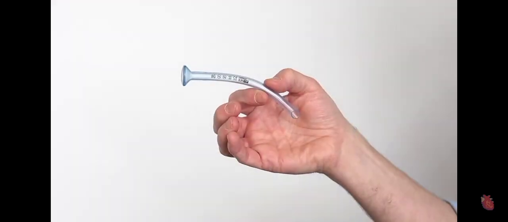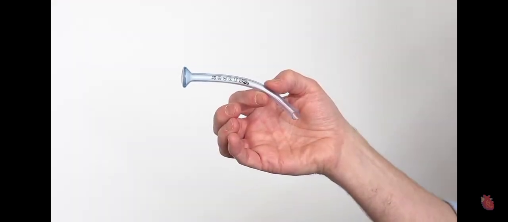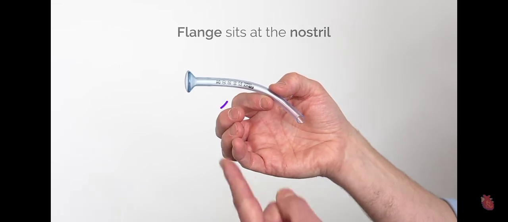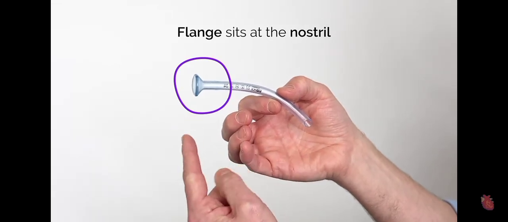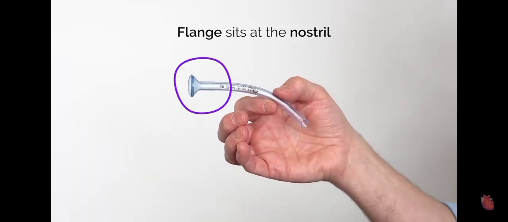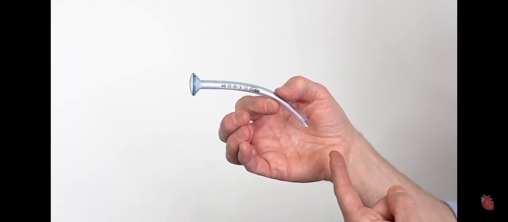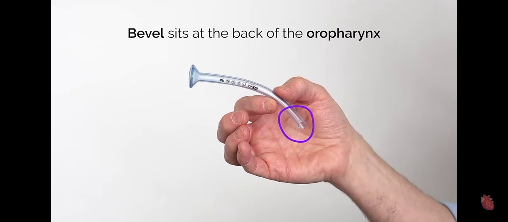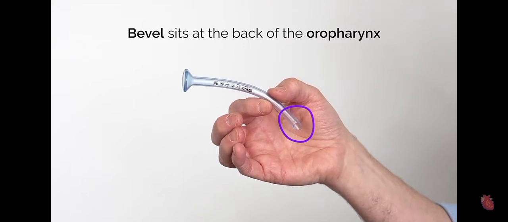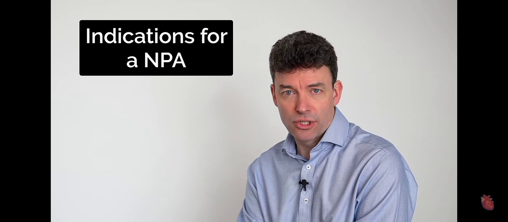So this is the nasopharyngeal airway. It's essentially a tube that goes from the outside of the nose. This flange sits next to the nostril, and then the tube goes through the nasal airway, and the bevel at the bottom here sits just at the back of the oropharynx. Let's talk about the indications for a nasopharyngeal airway.